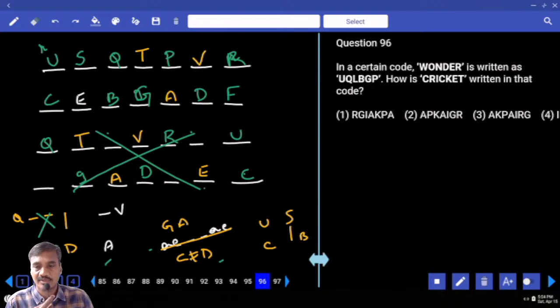Coding and decoding. Now what is the logic here? W and U: minus 2, plus 2, minus 2, plus 2. C minus 2 is A, R plus 2 is T, I minus 2 is Z, and so on. Minus 2, plus 2 and so on. I, W minus 2. O minus 2, plus 2. N minus 2. Hence I minus 2, it must be G. Hence what is the choice we have?